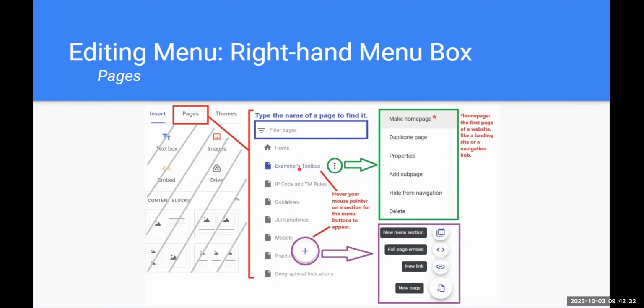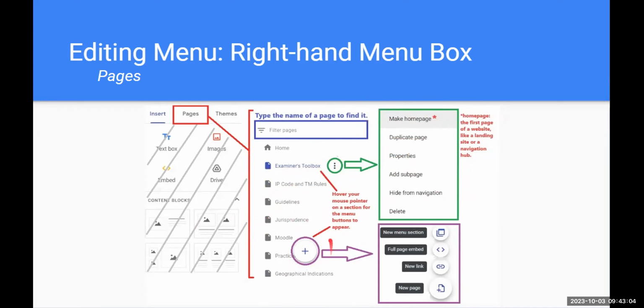Anyway, later on, in your own websites, if you want to switch your pages or home pages or whatever, you could press that option. Duplicate pages, I would just make a duplicate page of Examiner's Toolbox, Properties, and so forth. You don't really need this, but I'm showing it to you right now specifically for this. Don't press this.